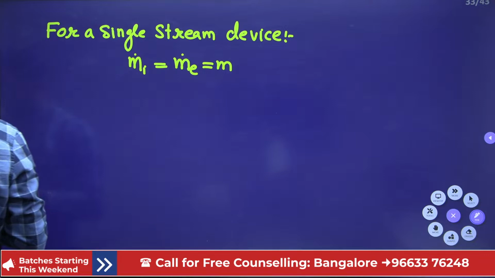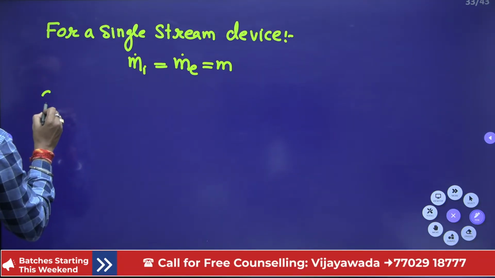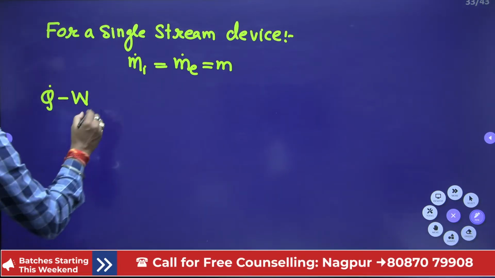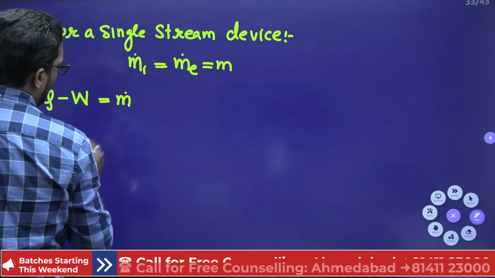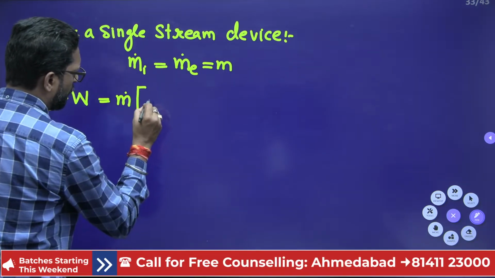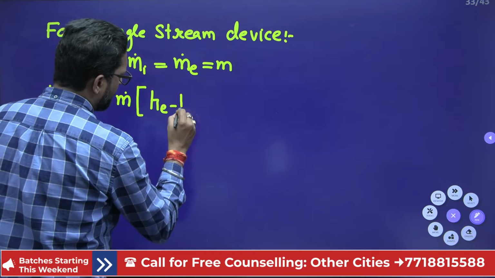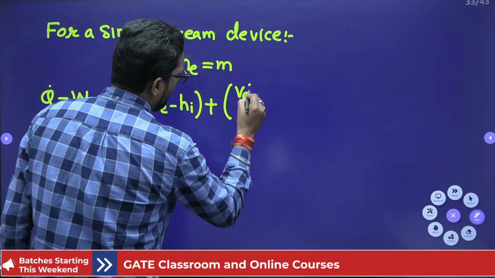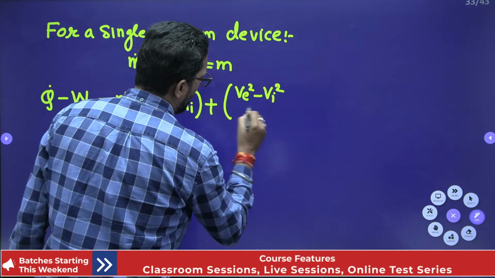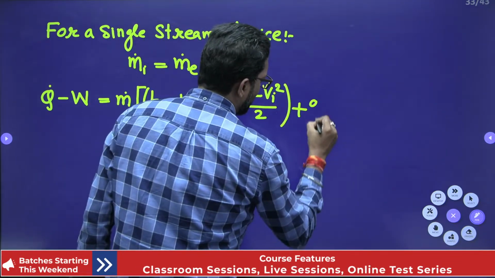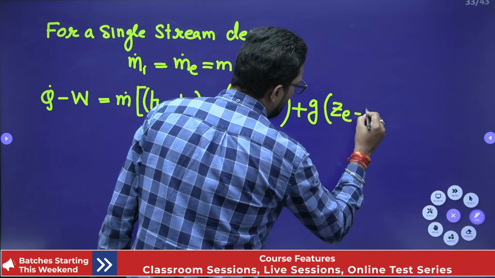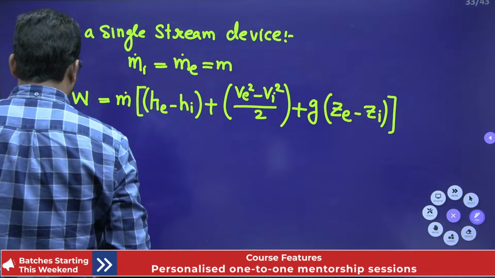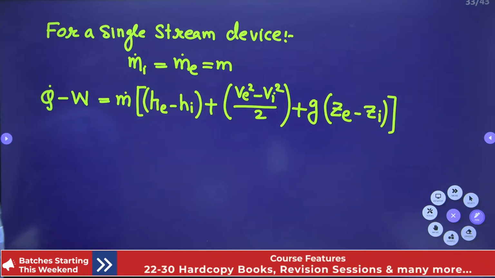So what is the equation now? The equation becomes Q dot minus W dot is equal to m dot into (he minus hi plus (Ve square minus Vi square) by 2 plus g(Ze minus Zi)). Very important, I'm telling you. So this is for the single inlet and single exit.